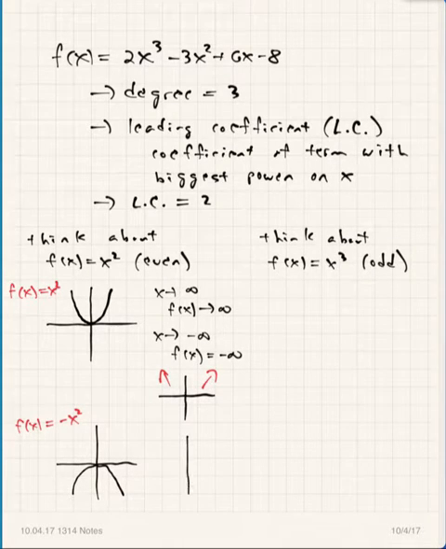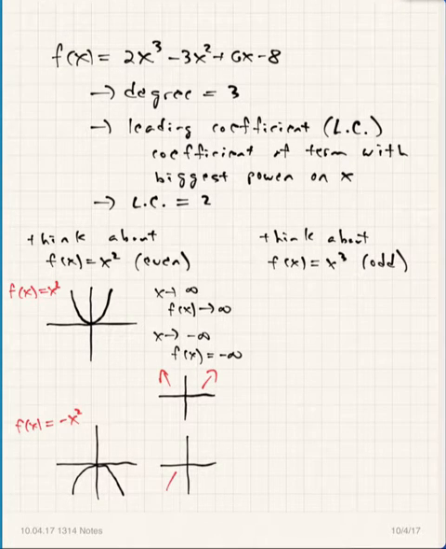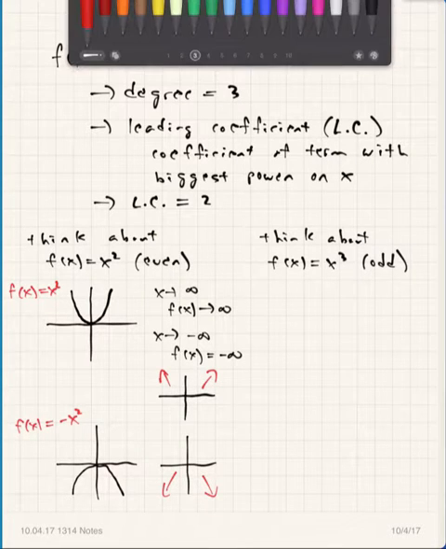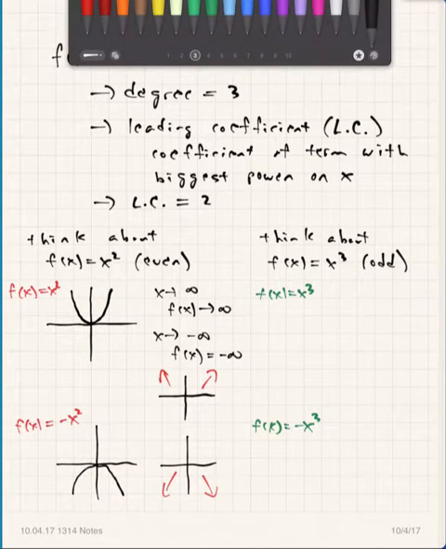And so what is the end behavior there going to look like? It would just be flipped over. And so the graph would be falling to the right and falling to the left. All even degree polynomial functions have one of those two end behaviors. Odd degree polynomial functions, well, those go along with f of x equals x cubed, or f of x equals negative x cubed. And so let's look at those two end behaviors here.